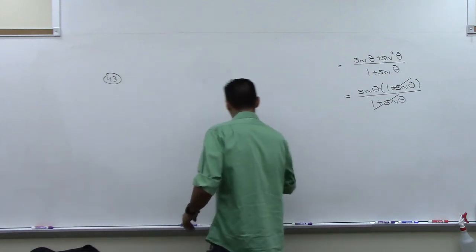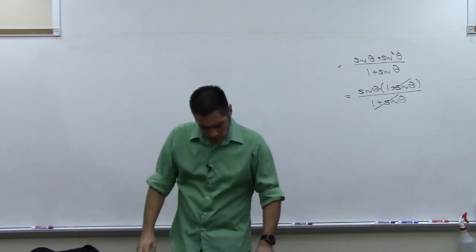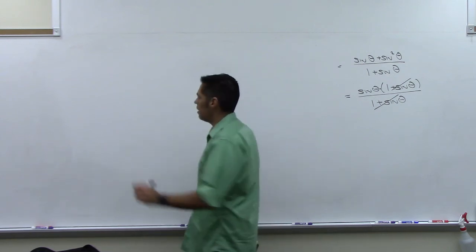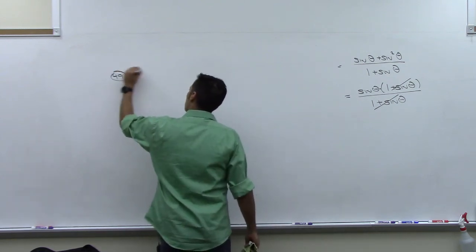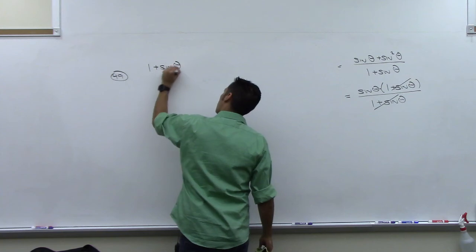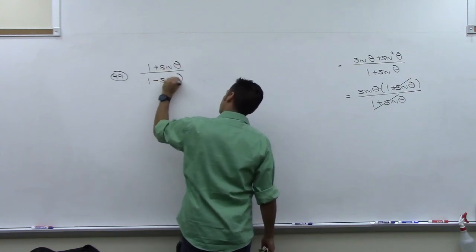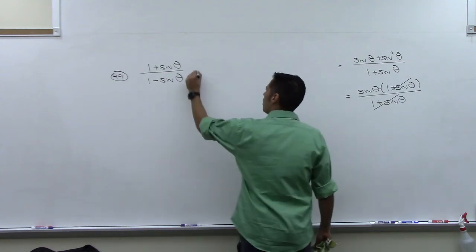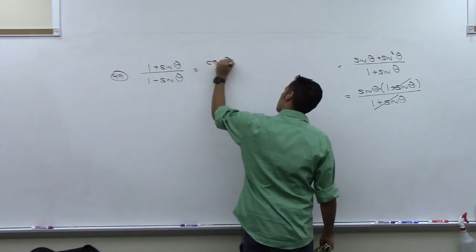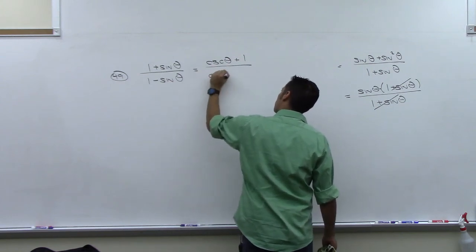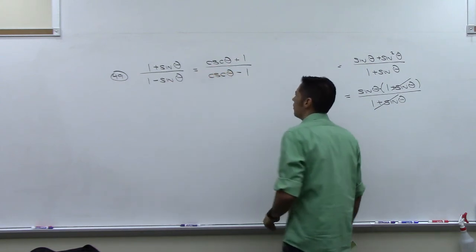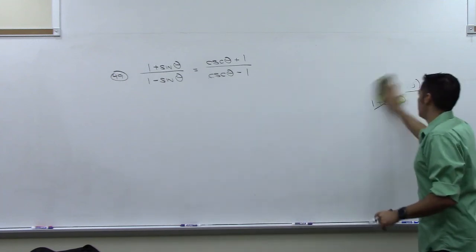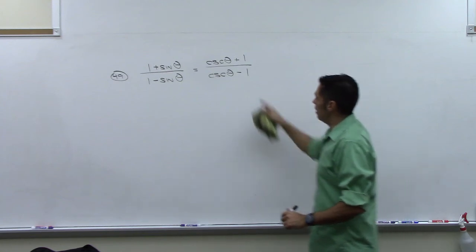I might do one more and then take a break. Number 49: 1 plus sine theta over 1 minus sine theta equals cosecant theta plus 1 over cosecant theta minus 1. All right, which side to go with here? I think I'm going to go with the right side. There's no guarantee that this is going to be better, but let's try this.